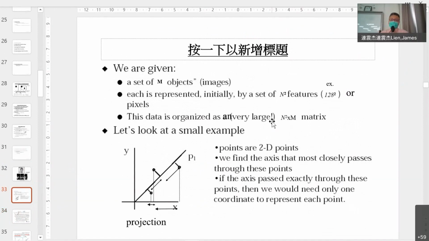So we continue our lecture. Why do we need PCA? Why do we need an eigenvector? Okay, this is one example, page 33. Suppose we have 3 points in the xy space.